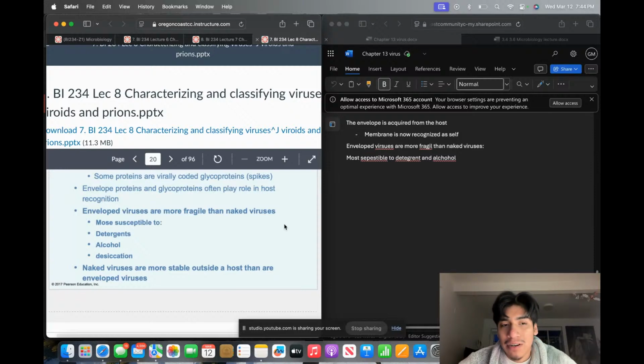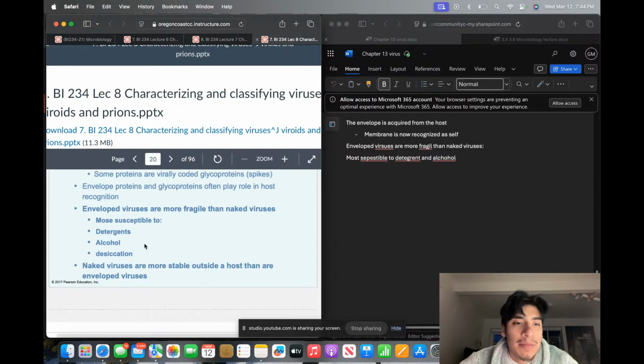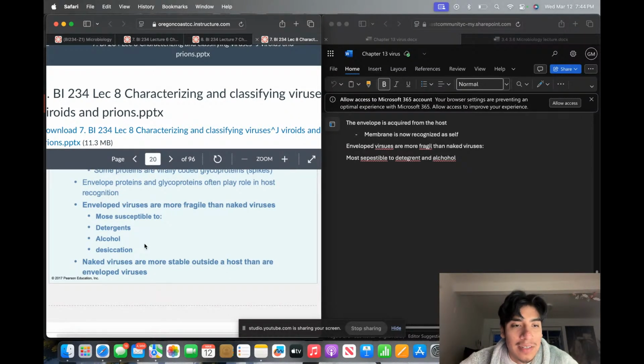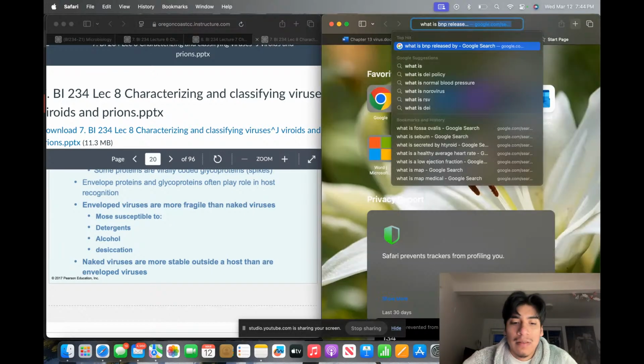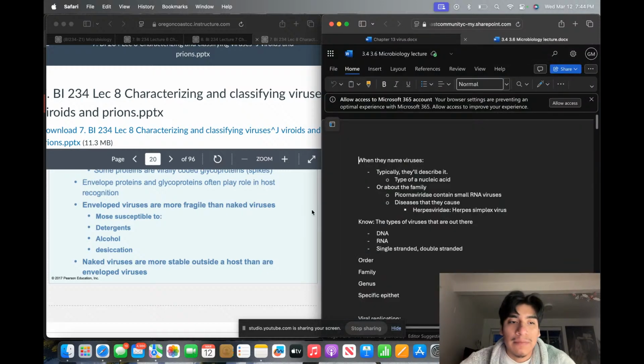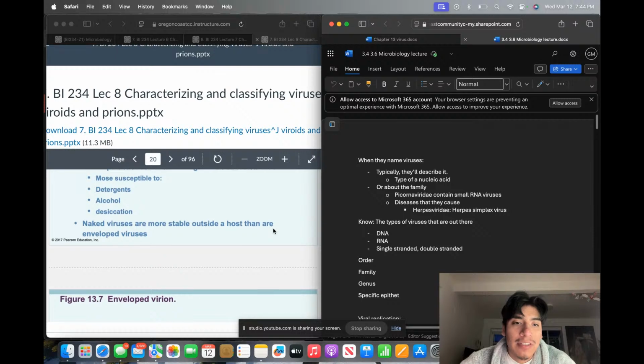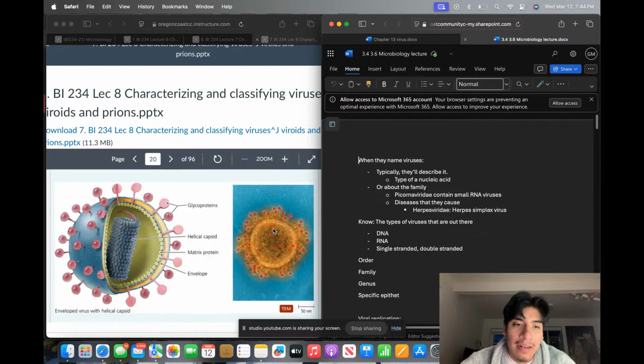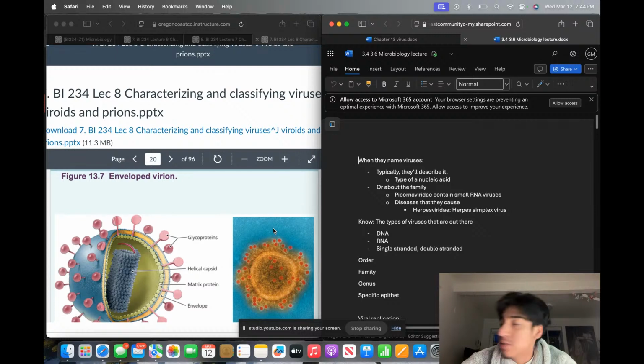But the naked viruses are just a little tougher. So it's a little more complicated for them. So here we have most susceptible to alcohol, detergents, and desiccation. Desiccation, I think, is drying out. Yeah, desiccation means the process of becoming thoroughly dried or the state of being extremely dry. So naked viruses are more stable outside of the host than enveloped viruses, which is counterintuitive.